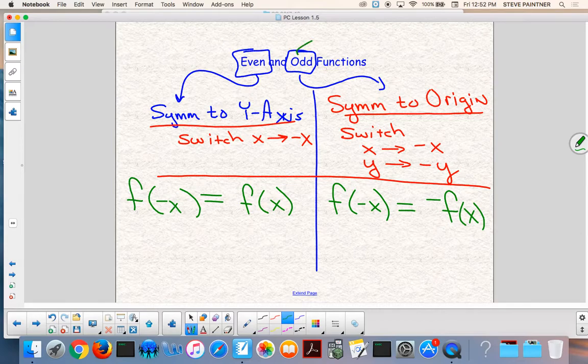So think of the O. O goes with the O. Okay. Even, I don't have any way to help you there. Even is symmetrical to y. Okay. All right. You ready?